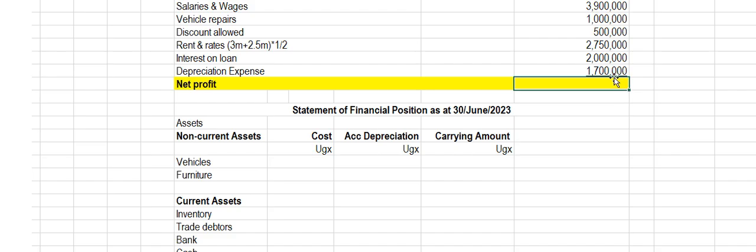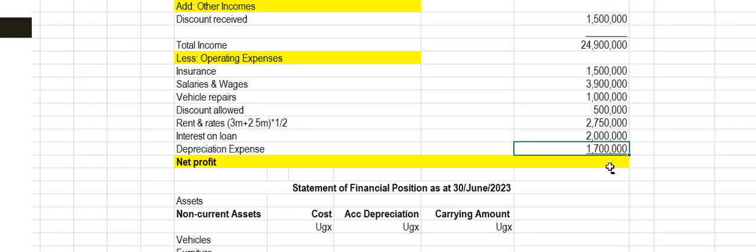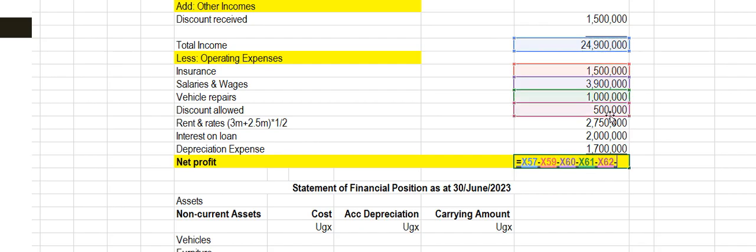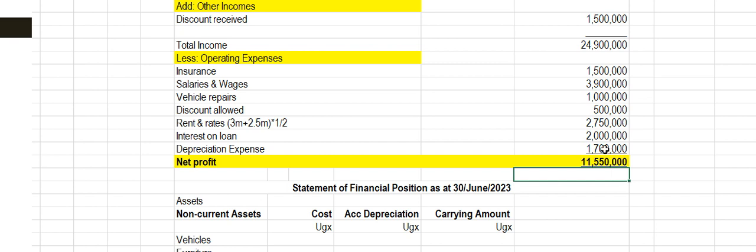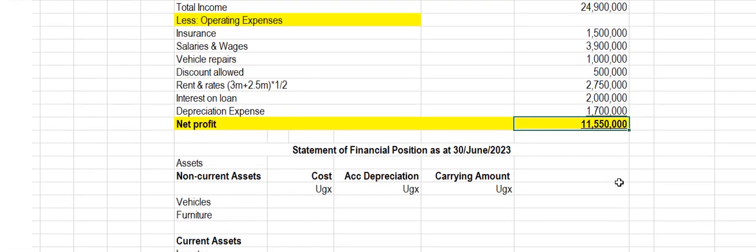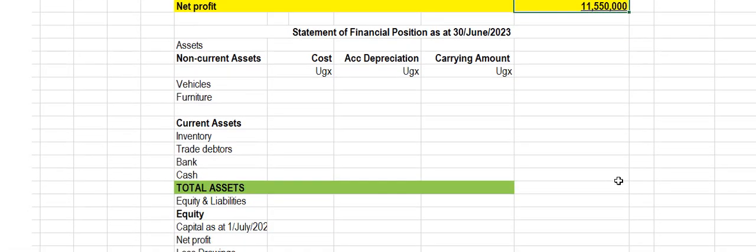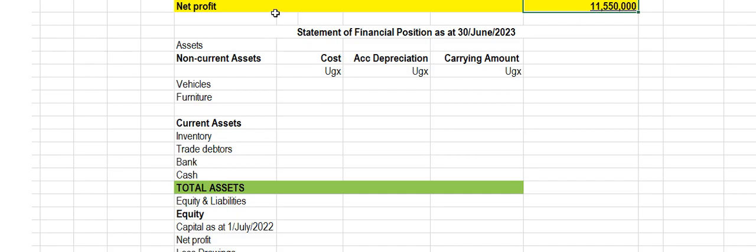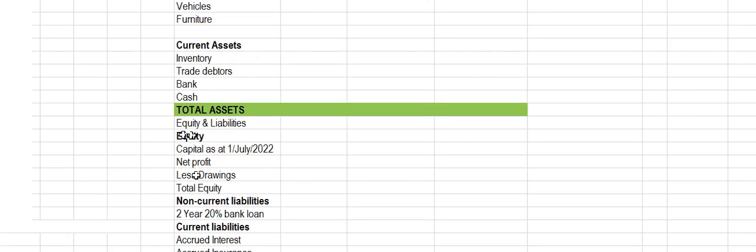Now we can arrive at the net profit. So our net profit will be the total income minus all these expenses, giving us a net profit of 11.55 million. That is your net profit. So John made a net profit of 11,550,000. So now what we can do, we can go and come up with a statement of financial position. Let's come up with a statement of financial position here very fast.